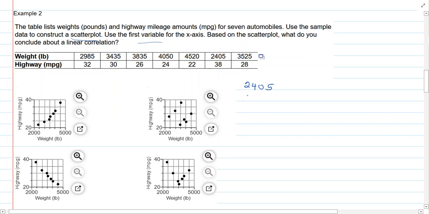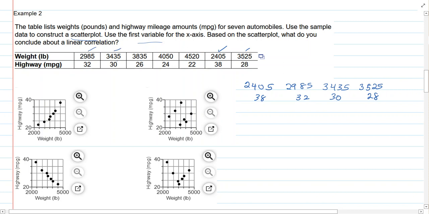2405 is 38, right? So that's that one. I think that's the lowest. Then we have a 2985 gets 32 miles per gallon. And then we have a 3435, we get 30 miles per gallon. We can see a pattern, can't we? Then we have the 3525, and we get 28 miles per gallon. And then, so that's this one, this one, this one.